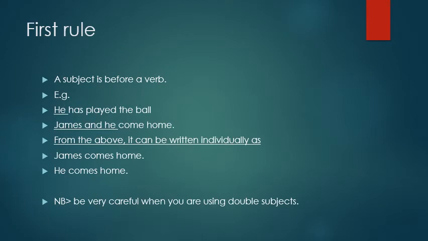First rule which you're going to look at under the pronouns which are problematic: the subject is before a verb, as we discussed earlier on. Now we have: he has played the ball. You have James and he come home. James and he, watch out carefully. When you divide it, you're going to get James comes home, then he comes home. So be very careful whenever you have double subjects or more. Okay? Right.